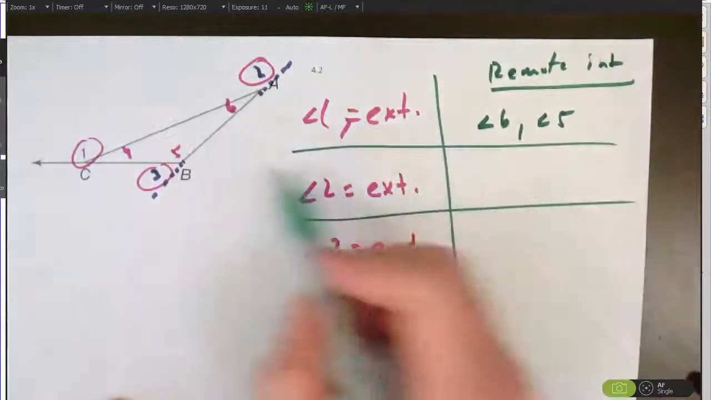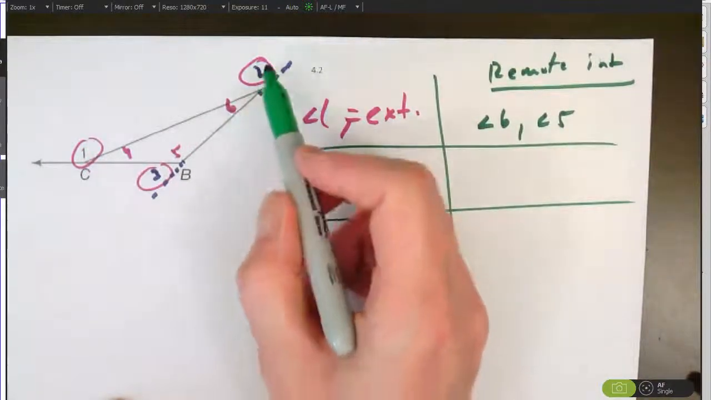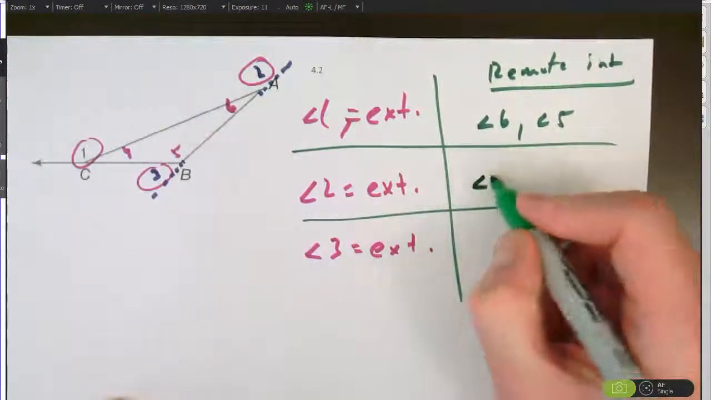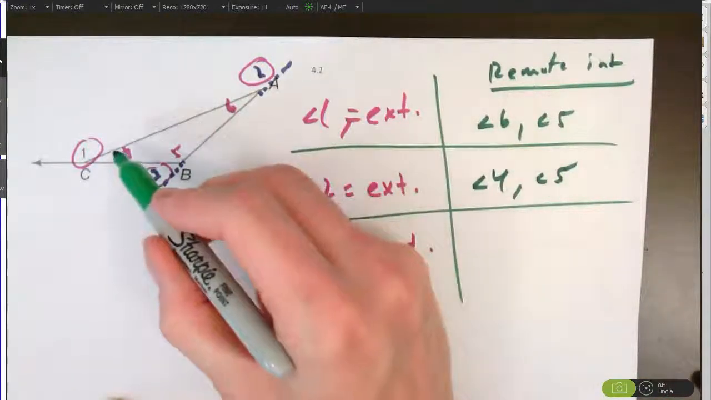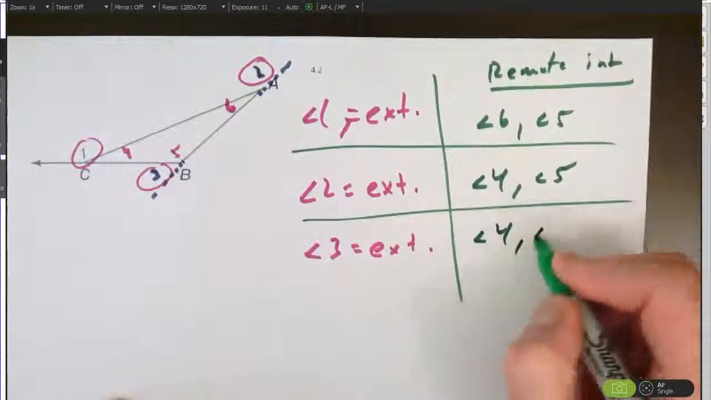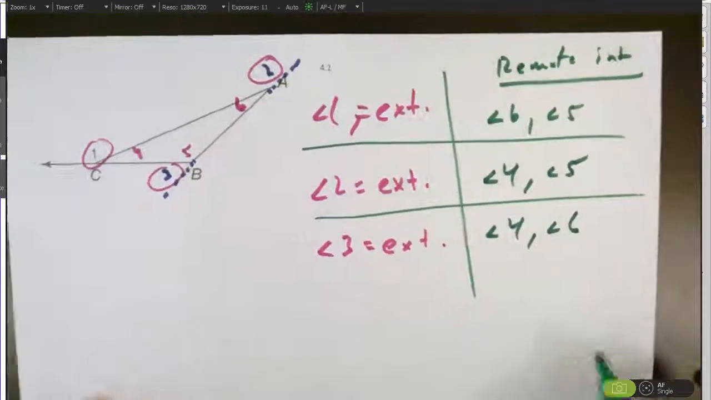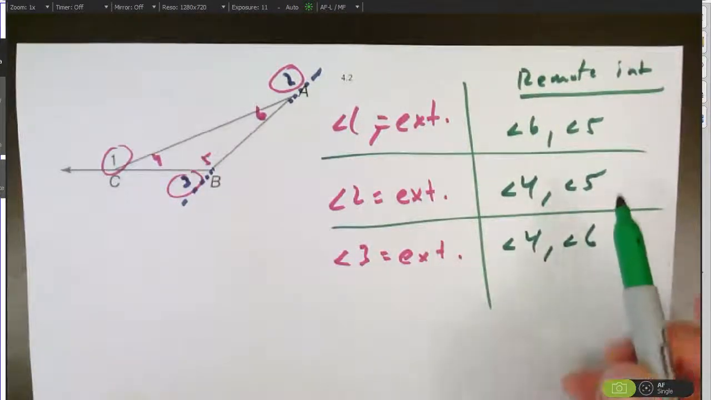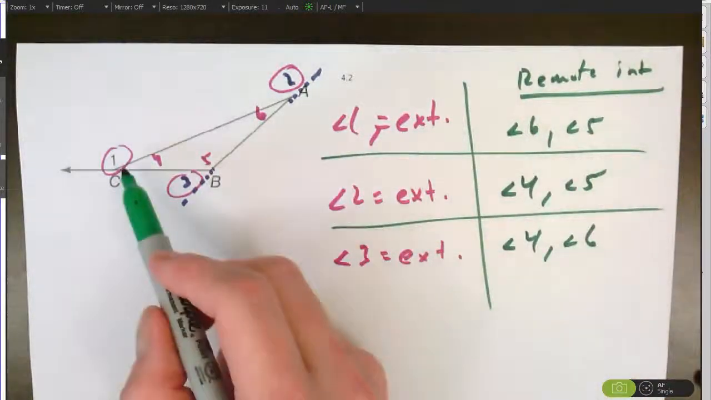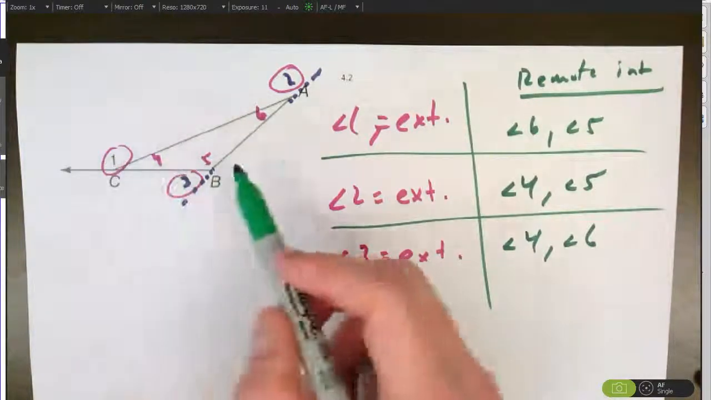Angle 2's remote angles, well, 6 is the one it's adjacent to, so they're 4 and 5. And then angle 3's remote interior angles are 4 and 6. So again, remote interior angles are the ones that are not adjacent to the exterior angle, but inside the triangle still.